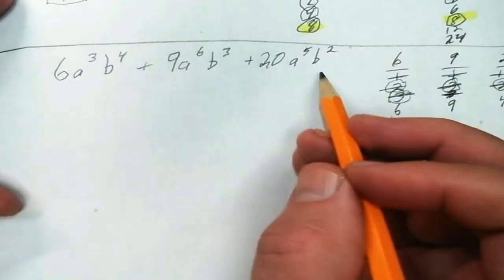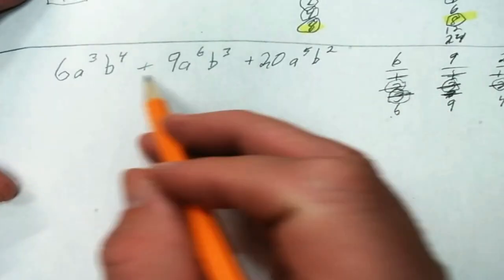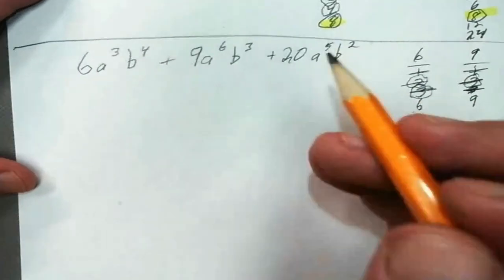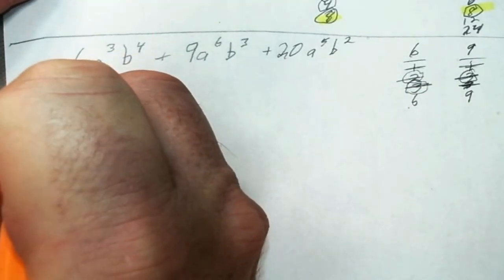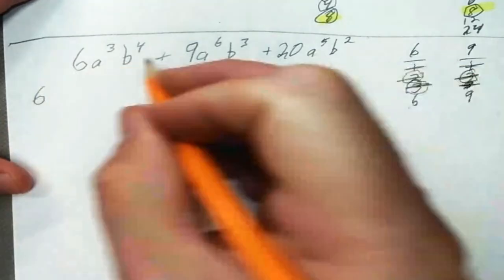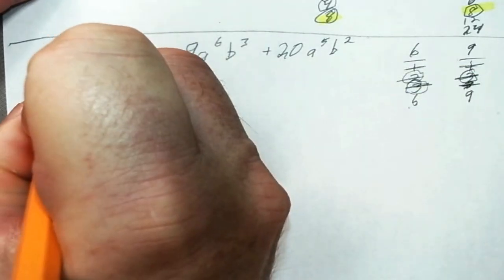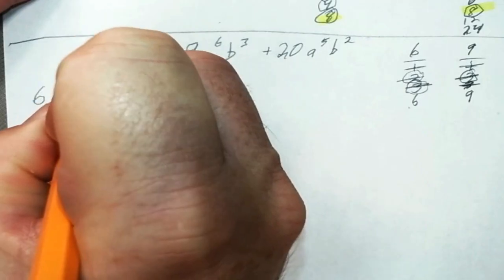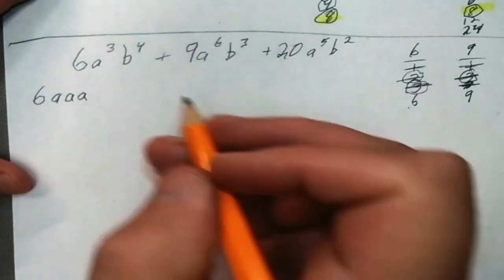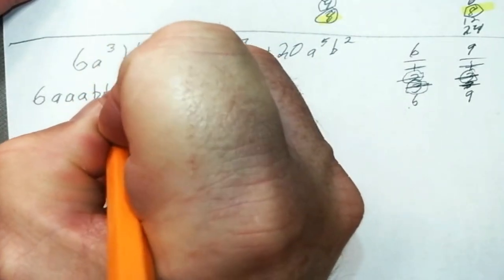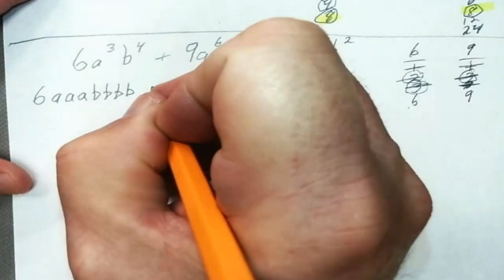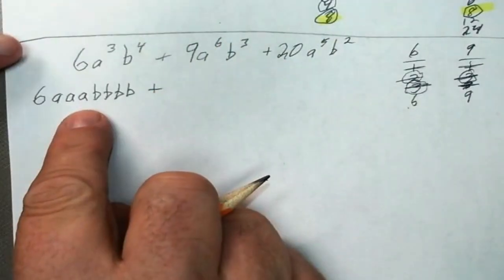But let's look at this, and I'm going to rewrite this in a way that might be a little easier to see what they have in common. So I'm going to start. The 6 just has to stay the 6 because we can't factor anything out. But a to the third is a times a times a, and b to the fourth is ab and ab and ab and ab. So this is the same thing as that, right?